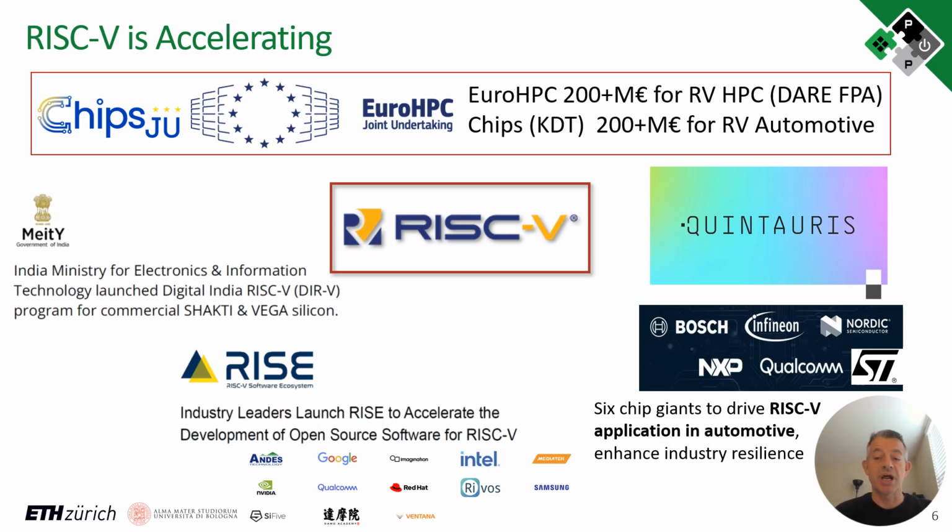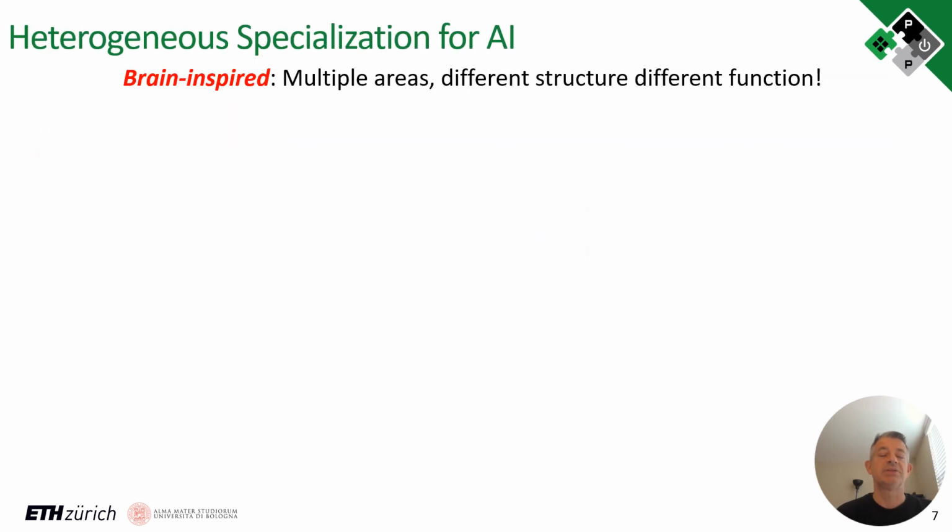In addition, there are industrial initiatives like Quintauris that are seeing big players in the automotive field working on an architecture based on RISC-V. So it's clear that there is a lot of momentum around RISC-V, but let's try to understand how we can actually use this flexible instruction set to improve the efficiency and the sustainability of AI hardware.